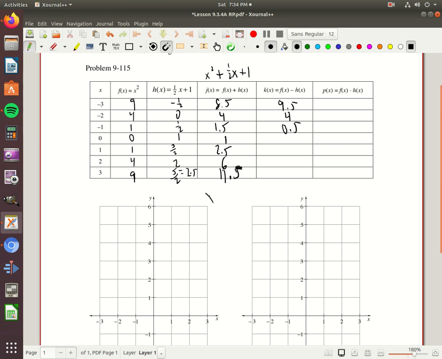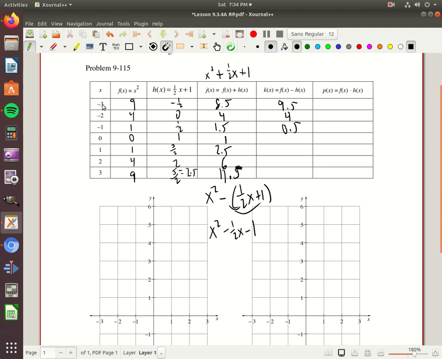F of x is x squared minus h of x. And this is what I was saying. I think it's important to put this in parentheses so that you distribute that negative. It's really easy to get screwed up doing these things where a lot of kids will just say x squared minus 1/2 x plus 1. Well, it's not plus 1, it's minus 1 because I'm subtracting the entire thing.